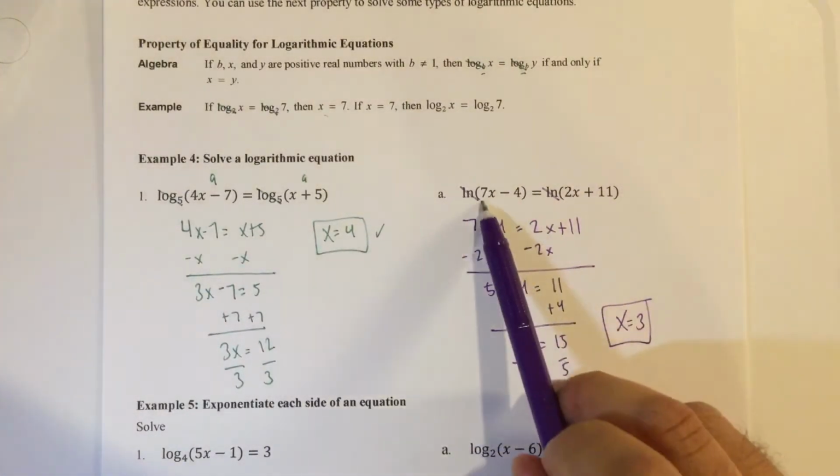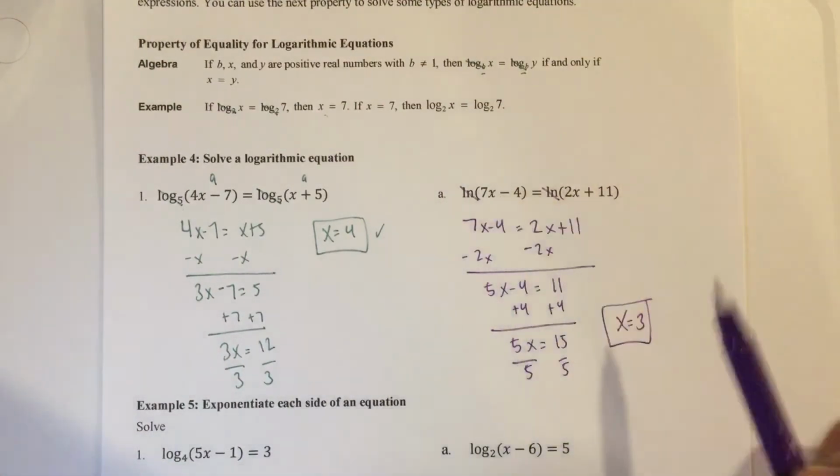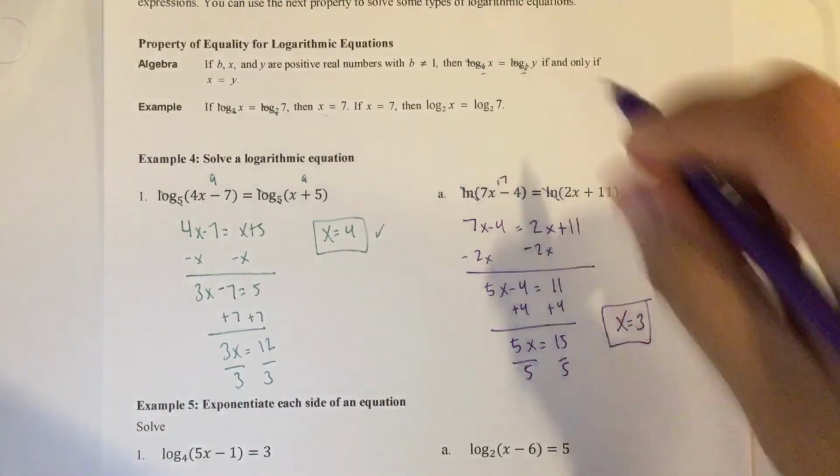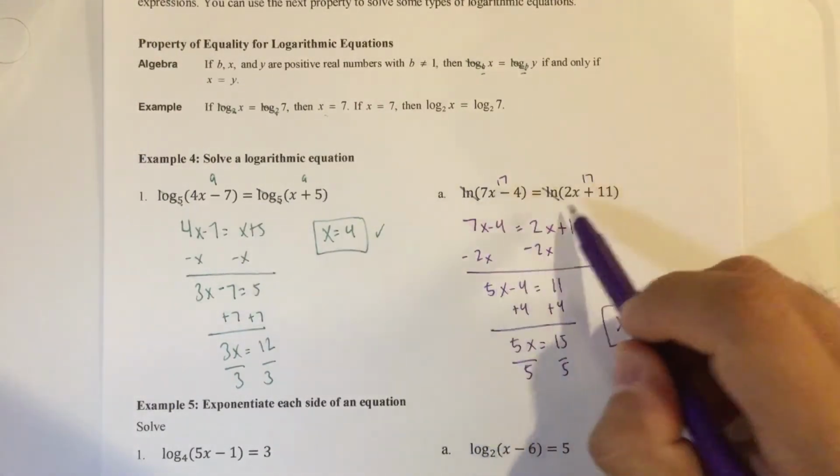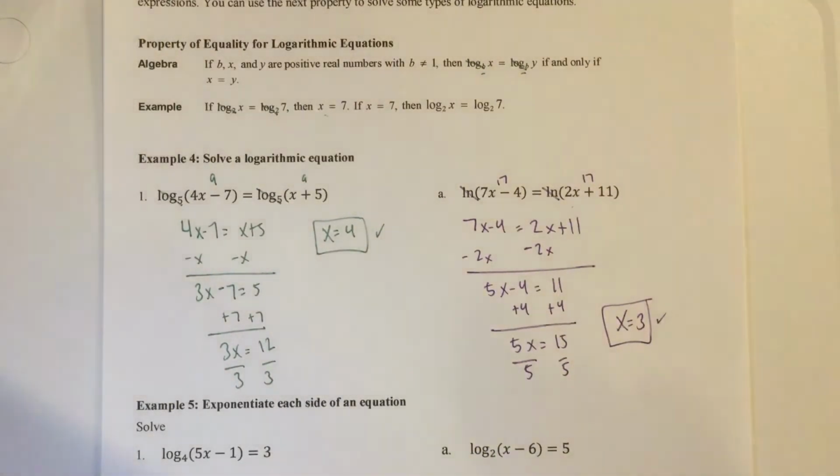Double check it. 7 times 3 is 21. 21 minus 4 is 17. 2 times 3 is 6. 6 plus 11 is 17. So ln of 17 does equal ln of 17. That checks out.